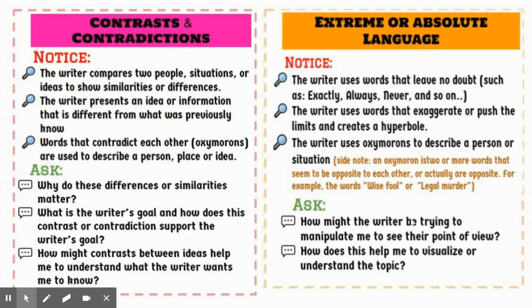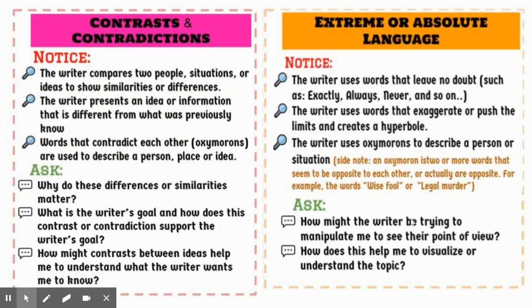All right, so when we see that extreme language, what we then need to do is ask ourselves, how might that writer be trying to manipulate me again to see their point of view here? What is their point of view? What are they doing with this and trying to help me to visualize? So you'll see that our contrasts and contradictions and our extreme language here have a lot to do with each other. And it's possible that they could intertwine. So you might find something that's a contrast and contradiction that uses extreme language.